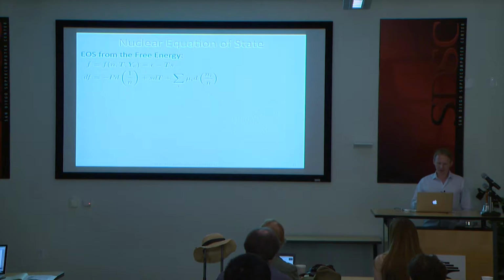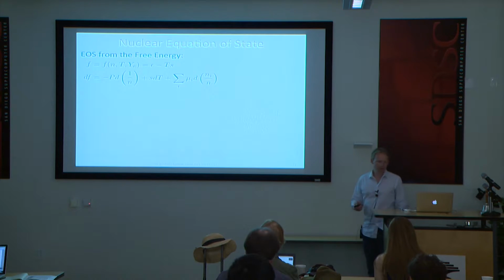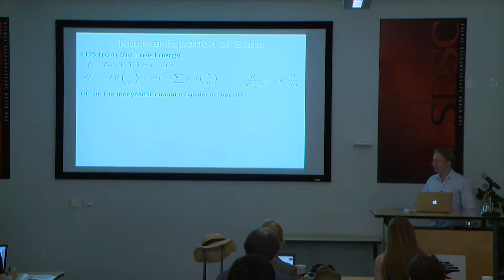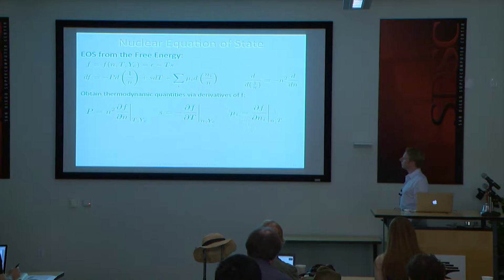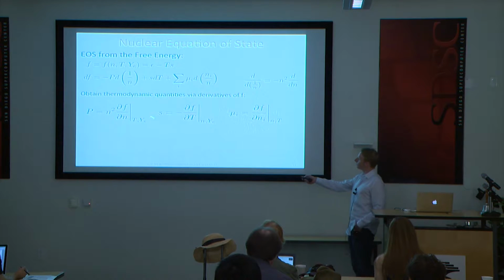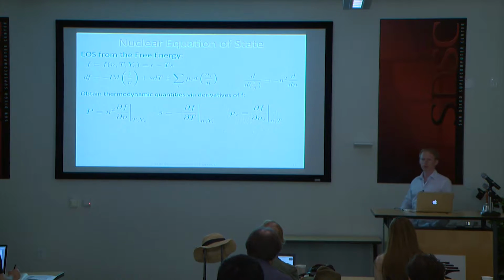OK, so how do we get the equation of state now from the free energy? Well, we look at its differential, and we use some algebra tricks. And then we look at derivatives of the free energy to get our various thermodynamic variables. So we take the derivative with respect to density at fixed temperature and Ye, multiply by n squared, and we have the pressure. That's how we get the pressure. We get the entropy, we get the chemical potentials.